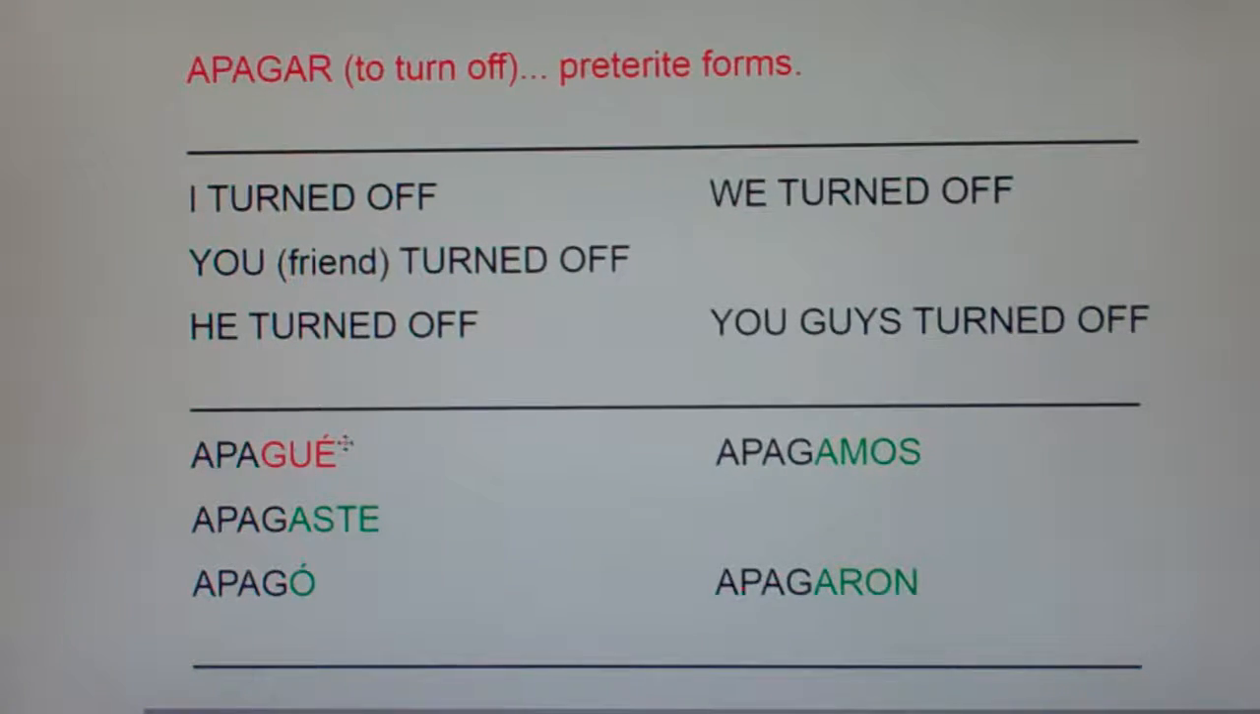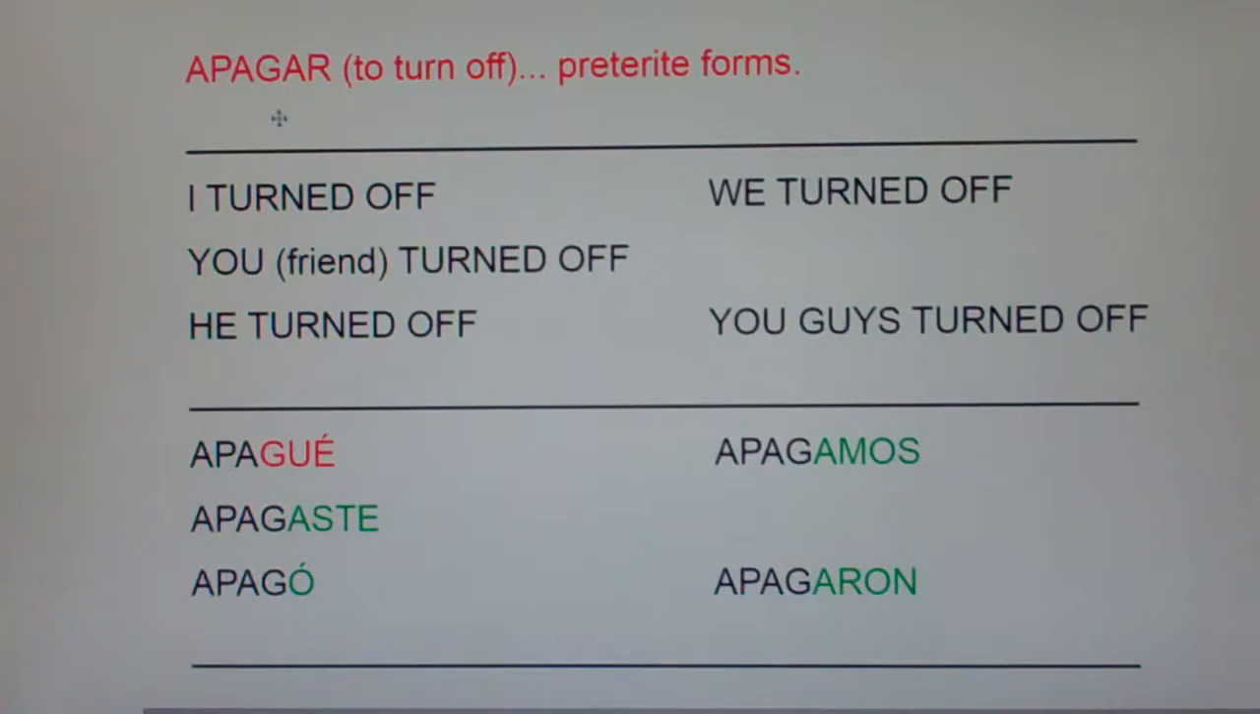Now, how are we going to remember that we chop off the -gar and add -gué? Well, this is part of a group of verbs I call car-gar-zar. Everybody say car-gar-zar. I've got clips on this, but I'll just mention it real quickly. If a verb ends in car, like buscar, you chop off the -car and you add -qué. If a verb ends in gar, like apagar or llegar, you chop off the -gar and add -gué. And if a verb ends in zar, like almorzar, you chop off the -zar and add -cé. So chop off the gar and add gay.